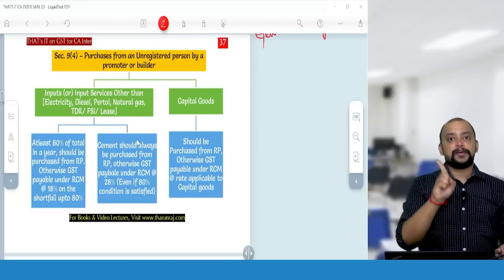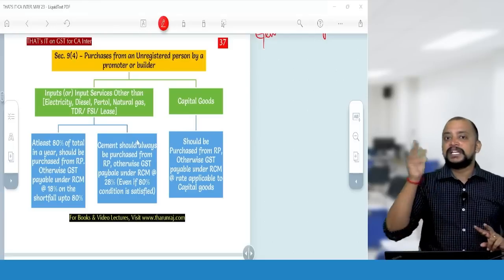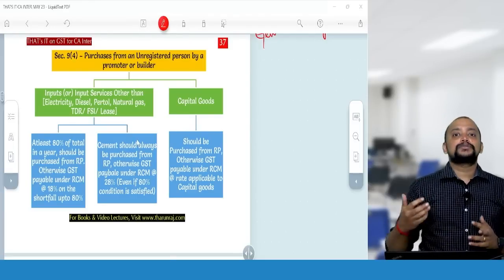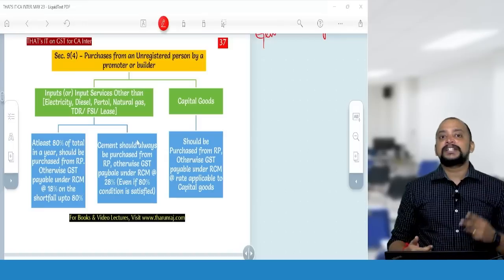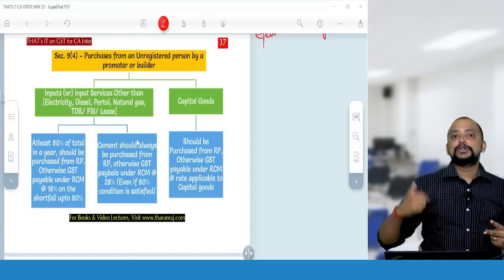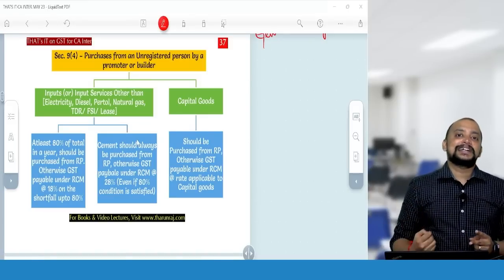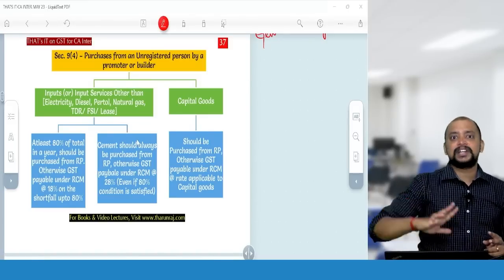So step number 1, capital goods. Capital goods purchased from RP, leave it. Purchased from URP, pay GST at the rate applicable to capital goods under RCM 9 subsection 4. Second point, cement. Cement purchased from RP or URP. Purchased from RP, leave it. Suppose it is purchased from URP, pay GST at the rate of 28% under RCM section 9 subsection 4.